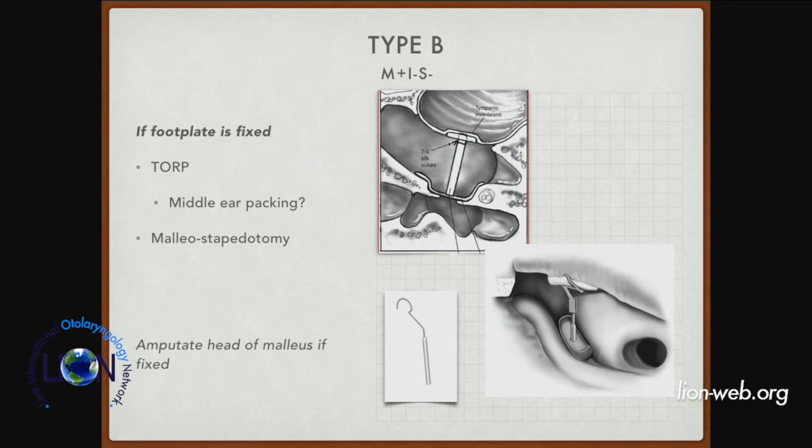Another option, if your malleus handle is present, is to use a malleostapedotomy prosthesis. There are a couple that are available on the market. So it's longer than your typical stapedotomy prosthesis, and then it attaches straight to the malleus. Of course, it requires elevating the tympanic membrane off the distal half of the manubrium. And finally, in type B, if the head of the malleus is fixed, you have to think about amputating it.